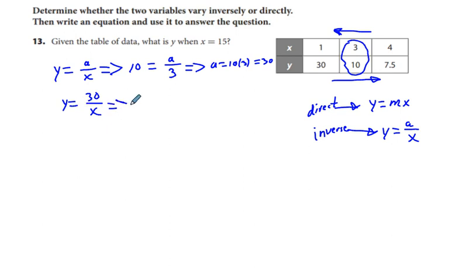So now we're asked the question, what is y when x is 15? So we'll say y is equal to 30 over x is 15, which equals 2. So we'll say y is equal to 2. And then we see that 2 times 15 equals 30, just as 7.5 times 4 equals 30, just as 3 times 10 equals 30, just as 30 times 1 equals 30.